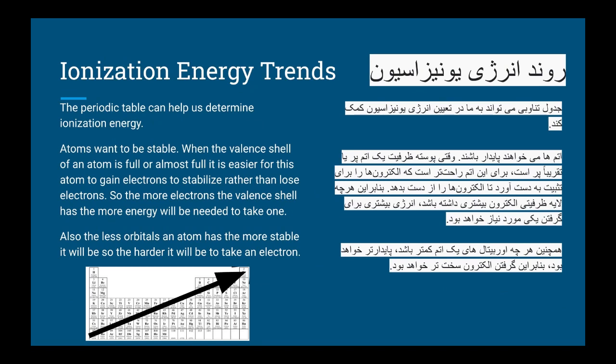Also, the fewer orbitals an atom has, the more stable it is because it's more compact. So again, the harder it will be to take an electron from it.